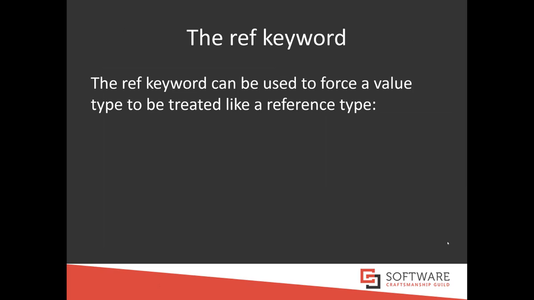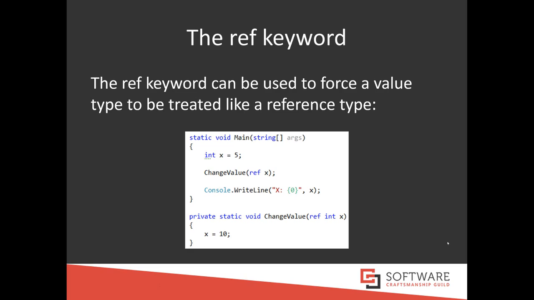The last thing I want to talk about is a keyword called ref. Ref can be used to force a value type to be treated like a reference type in a method. So if you look at this previous code, where x was 5 and then we changed it to 10, but it stayed 5 because it was a value type, look at my method here, change value, ref int x. That ref keyword means even though this is a value type, I would like you to treat it as a reference type. We have to put ref in the method and also in the call in main.